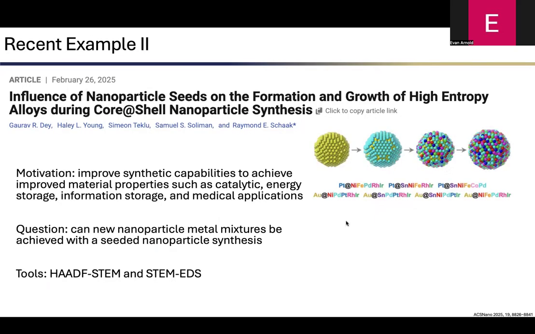And then in another example of nanoparticles and the TEM being used, this study is motivated by improving synthetic capabilities and what nanoparticles we can create. They have a lot of applications in catalysis, like we just saw, energy storage, information storage, etc. And the main question was, can we form new metal mixtures that we haven't seen before in nanoparticles with a seeded nanoparticle synthesis? And here they use HAADF STEM, which is a dark field scanning transmission electron microscope, and then STEM EDS.